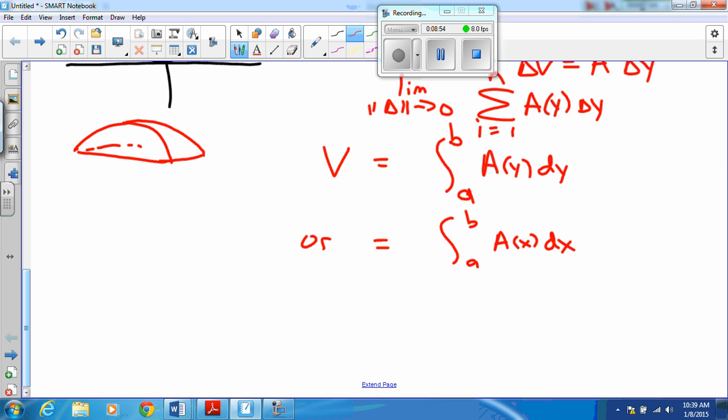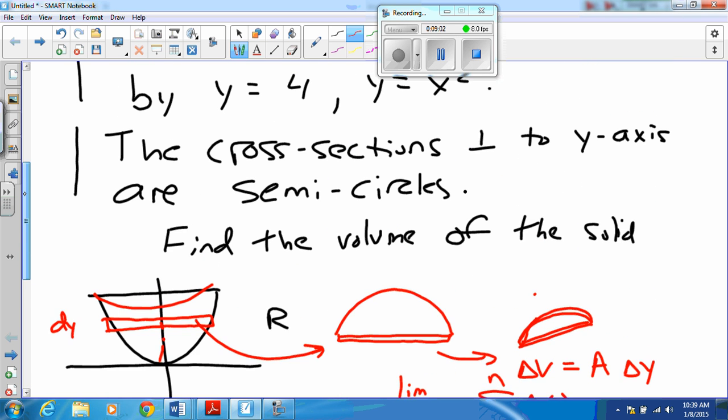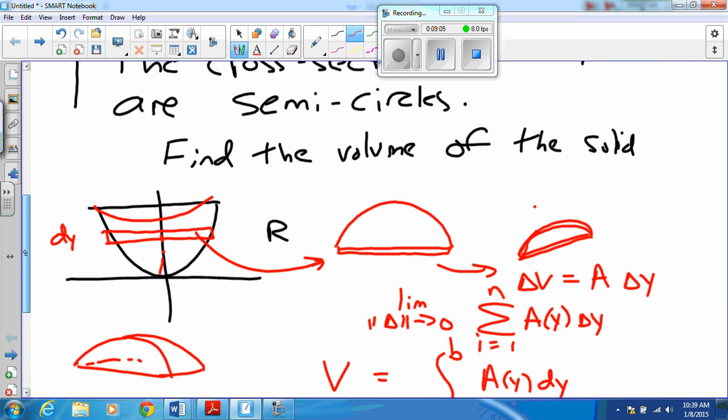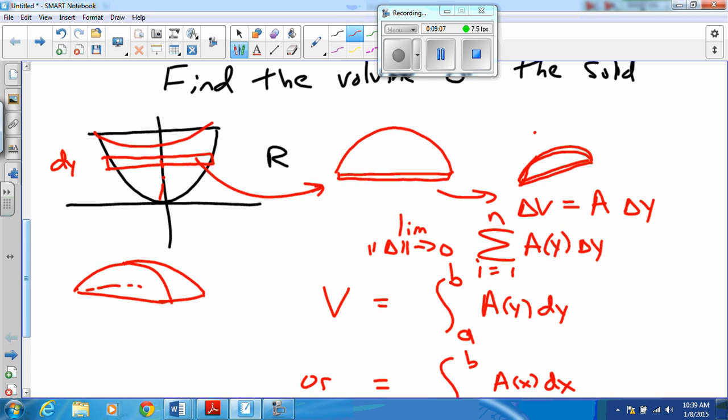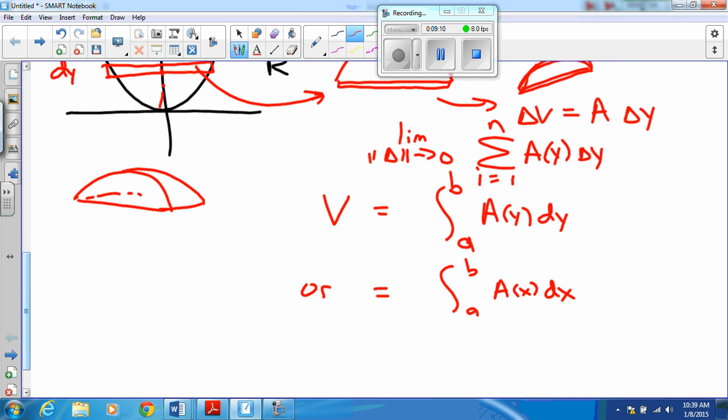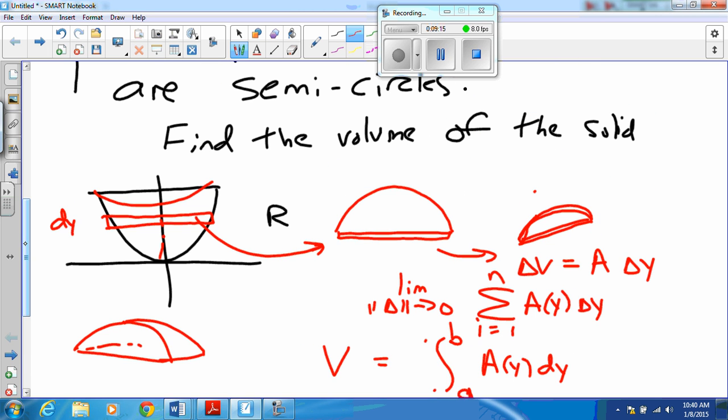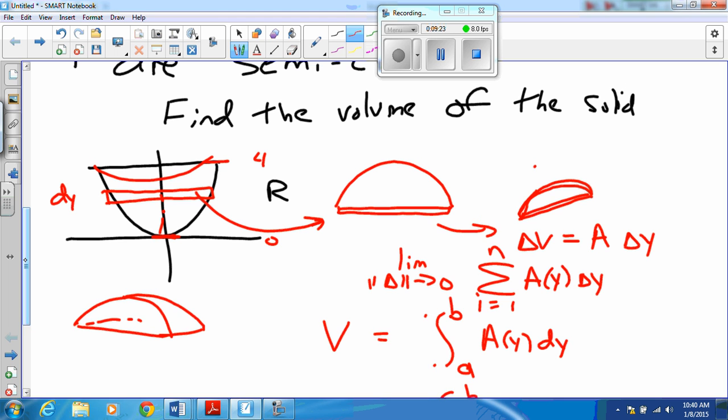How are we doing so far? Does the theory make sense there? Okay. Now let's see how the problem works out in practice. What we need to do is identify from our base and from our cross-section two things. First, we need to identify the limits of integration, the first and the last y. The first y is going to be down here at 0. The last y is up here at 4. And second, we need to identify the area as a function of y.